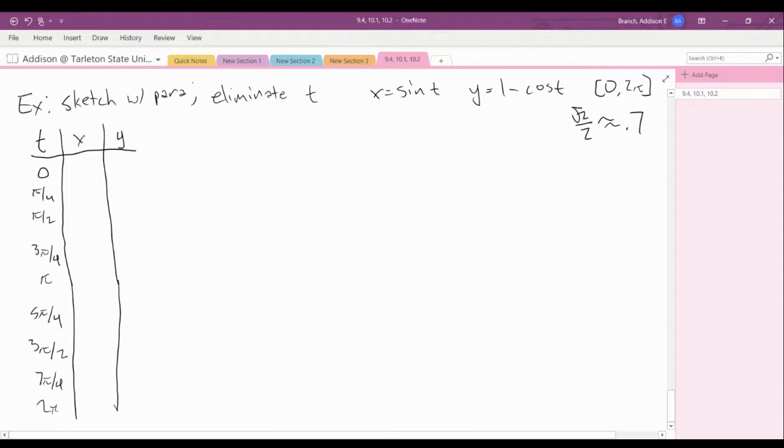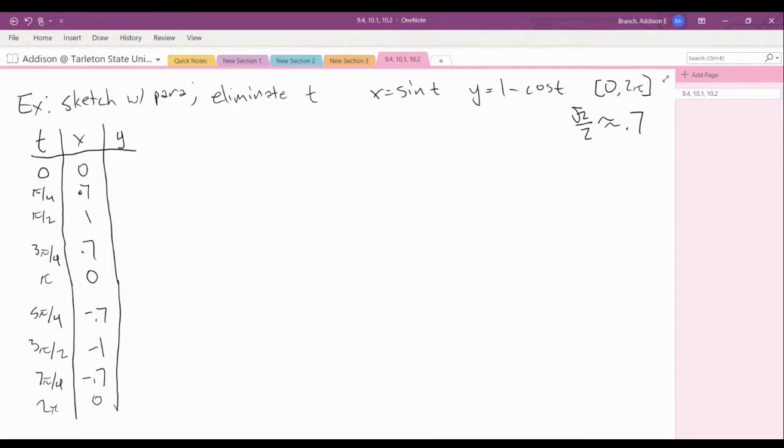So, okay, we have x is sine of t, so sine of 0 is 0. Sine of pi over 4 is square root of 2 over 2, so 0.7. Pi over 2 is 1. 3 pi over 4, we're in the second quadrant, so it's still positive, so 0.7. And then pi is 0. 5 pi over 4, we go down to negative 0.7. 3 pi over 2 is negative 1. 7 pi over 4 is negative 0.7. And 2 pi, it goes back up to 0.